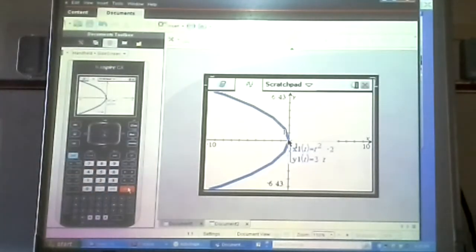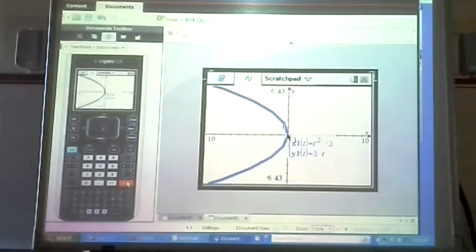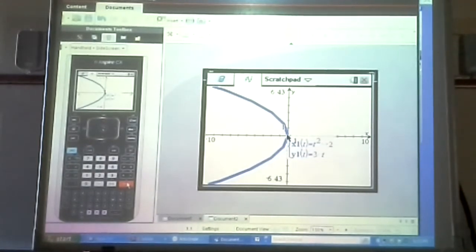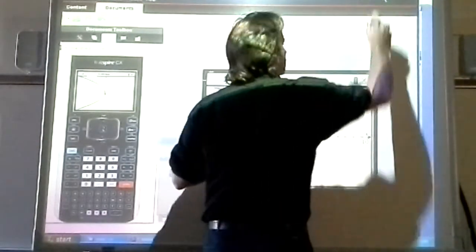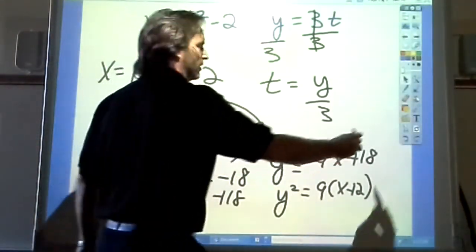All right, let me check the time real quick. 5 minutes. All right, so real quick, here's number... So that's me graphing it parametrically. So it's a parabola horizontal.